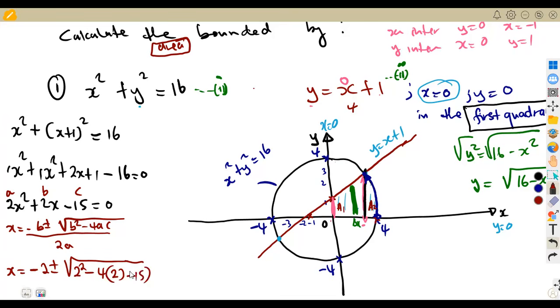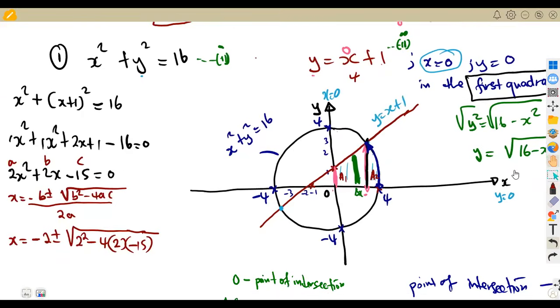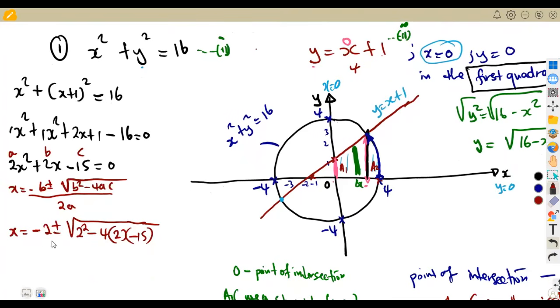That will be negative 15. All right, so the whole part is divided by 2a in this case. So this is going to be over 2 times a, which is 2 times 2. So we're going to have two possible values of x if we simplify properly. The first value of x at the point of intersection is going to be positive 2.284.